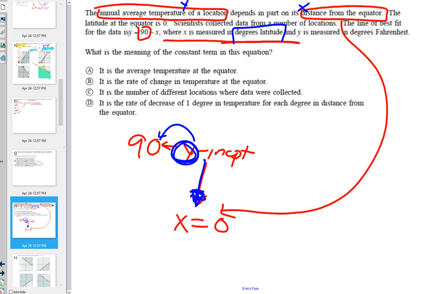The 90 is a temperature. What does that mean? It means that's the temperature at the equator, which is 90 degrees. If you're standing on the equator, the average temperature is 90. It can't be a rate of change. Rate of change means slope. It has nothing to do with number of different locations. It's not a rate. Rate is slope. So 90 is the temperature when you're on the equator.